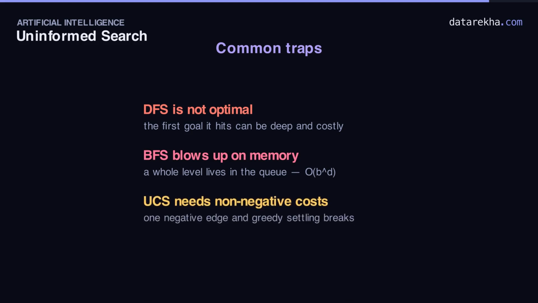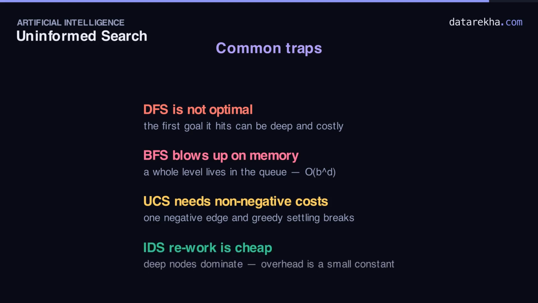Trap 3. Uniform cost search assumes every step cost is non-negative. Slip in a negative edge, and settling a node early can lock in a cost that a later shortcut would have beaten. For negatives, you'd reach for a different algorithm. And trap 4, the one people get backwards. Iterative deepening's re-expansion is not a disaster. The deepest level dwarfs everything above it. So redoing the shallow nodes costs only a small constant factor. The time stays order B to the D.